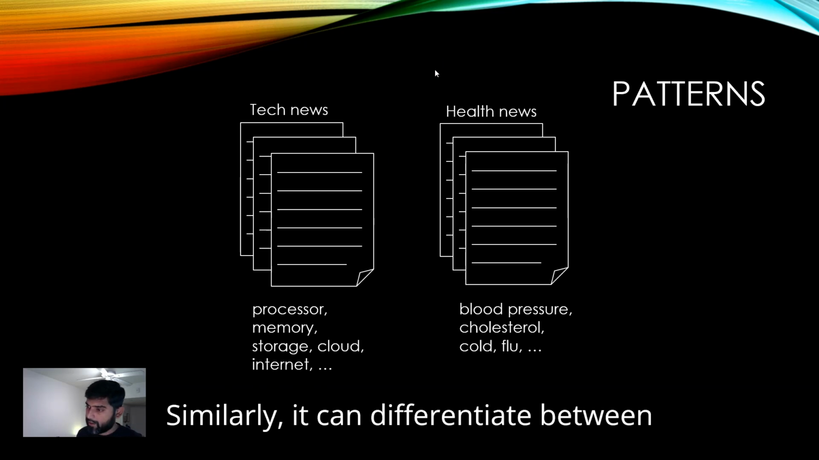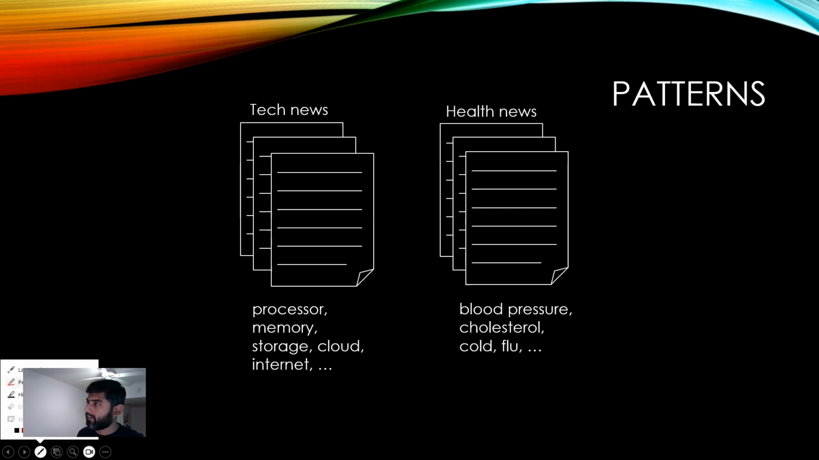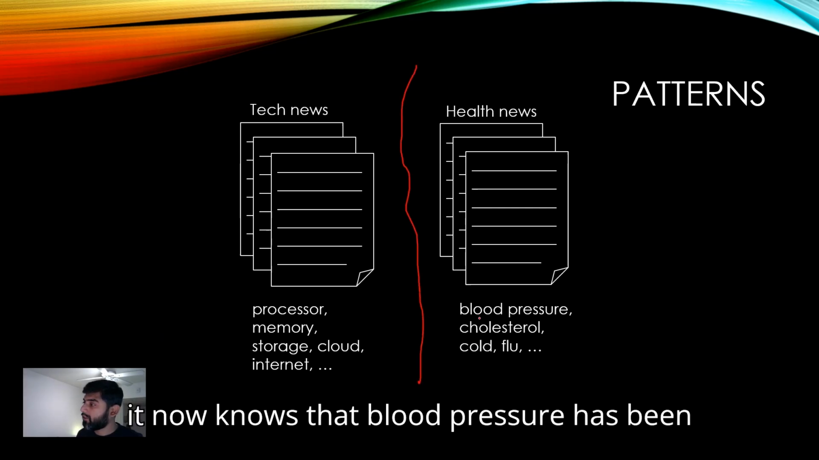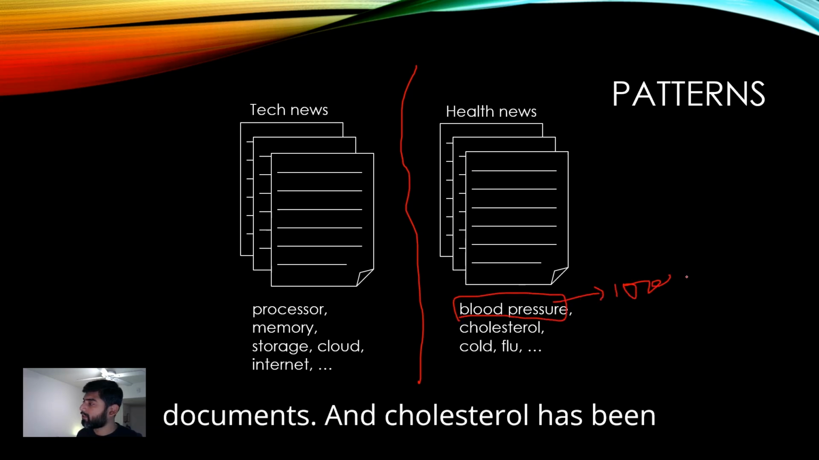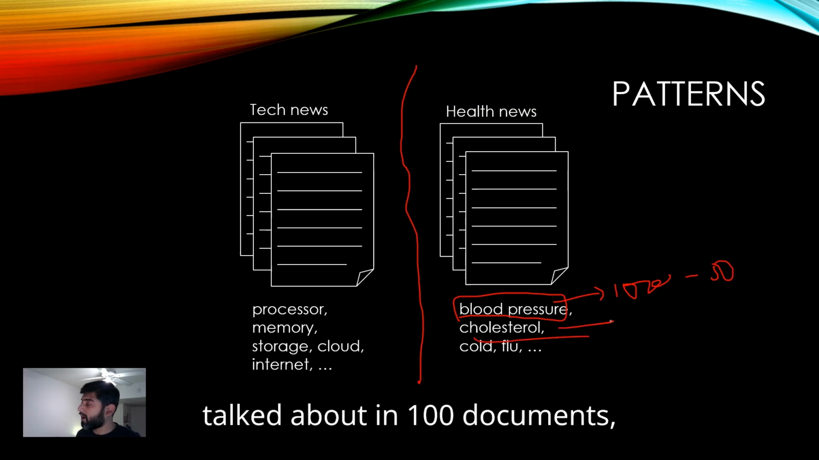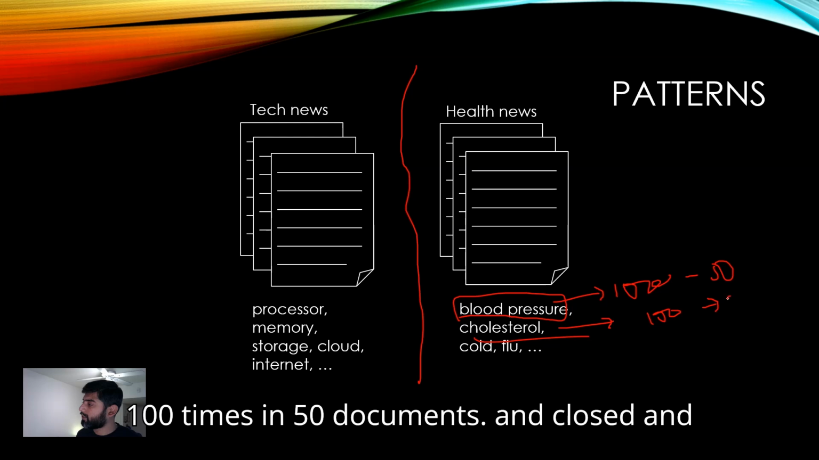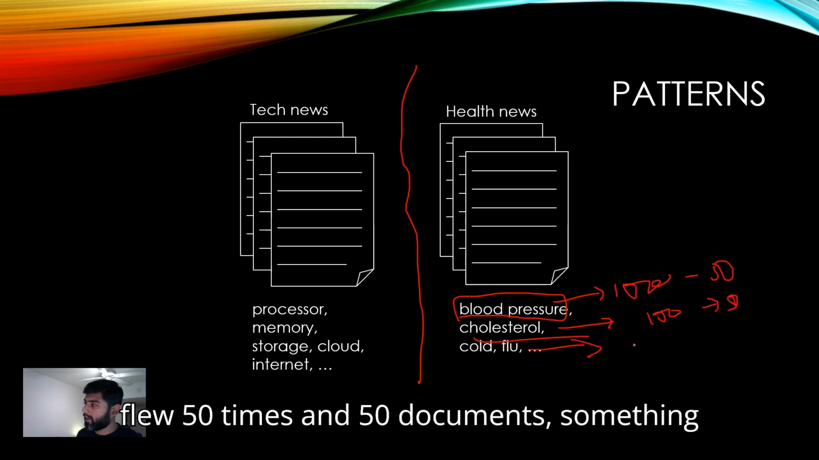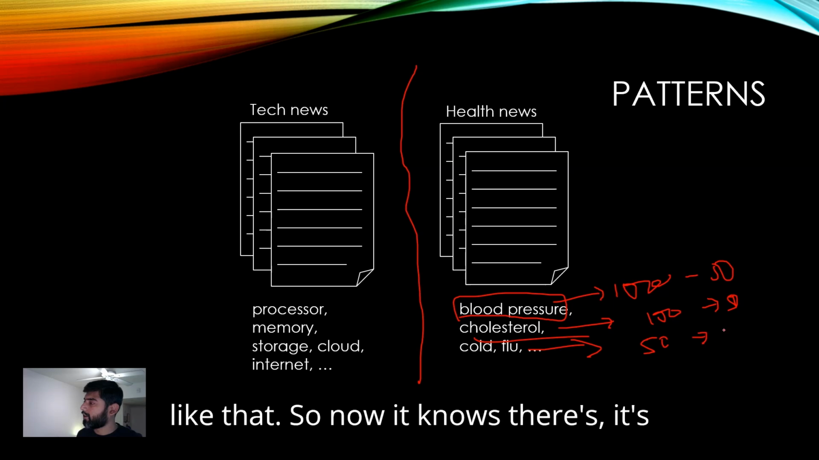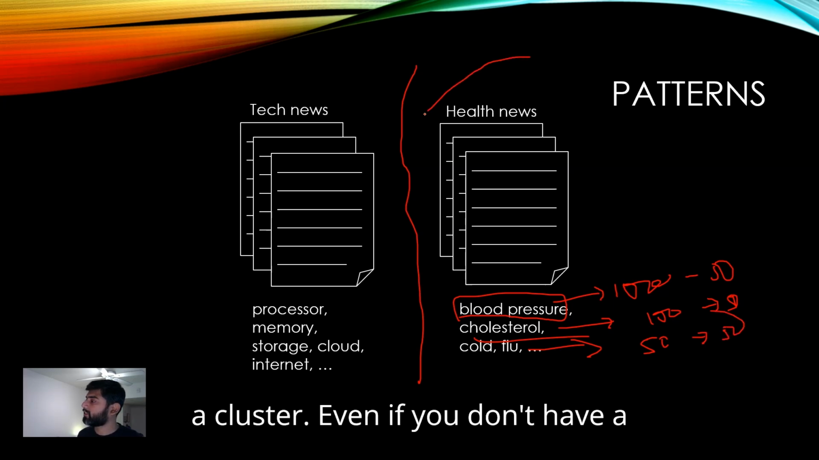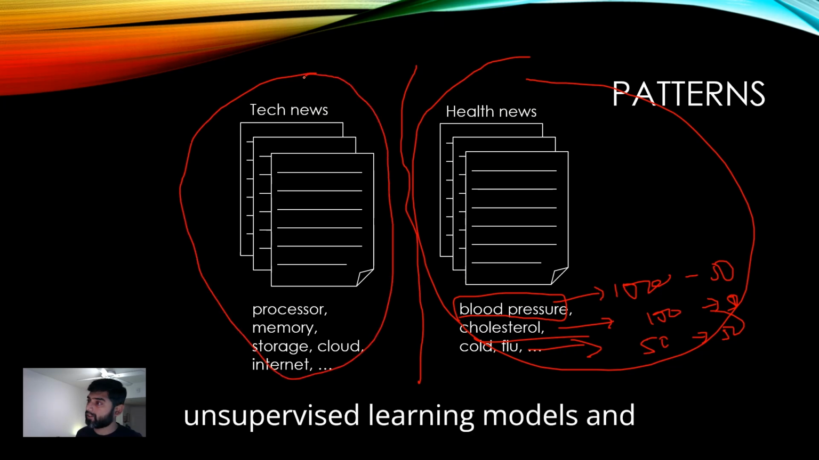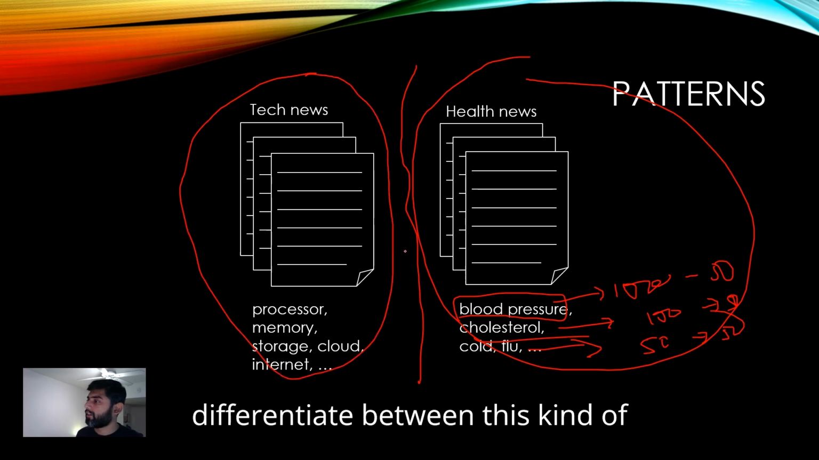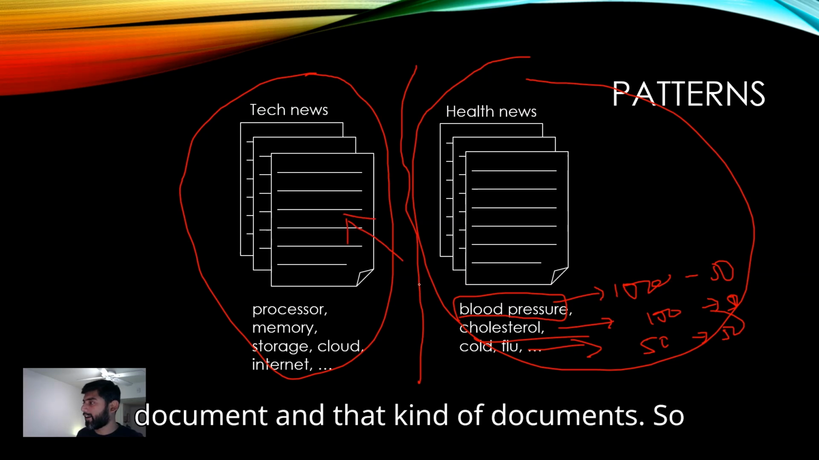Similarly, it can differentiate between the tech news and the health news because it now knows that blood pressure has been repeated 1,000 times in 50 documents, and cholesterol has been talked about 100 times in 50 documents, and cold and flu 50 times in 50 documents, something like that. So now it knows it's a cluster. Even if you don't have a target variable, it runs like unsupervised learning models and differentiates between this kind of document and that kind of documents.